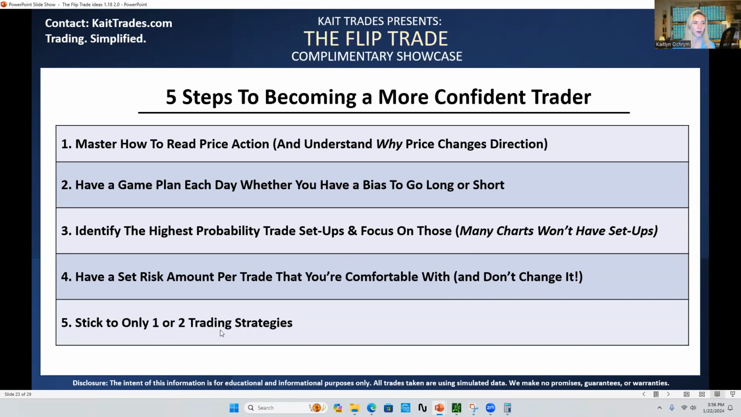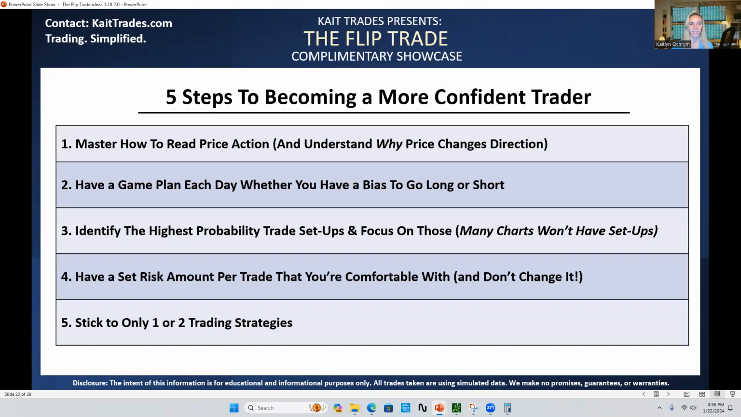Also, stick to only one or two trading strategies. You'll see how I visualize the price charts during the Flip Trade 3-day event. Ultimately, sticking to just a few strategies should be your foundation with your trading moving forward.